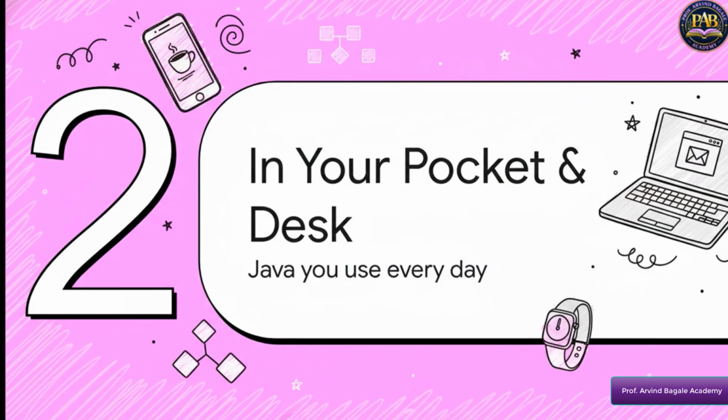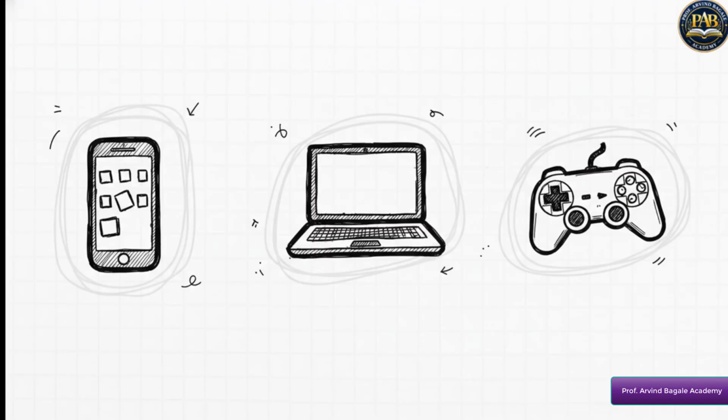Okay, so to really get a handle on this giant, we need to start somewhere familiar. Let's begin with the places you encounter it every single day. The Java that's quite literally in your pocket and sitting on your desk. We're going to look at three main areas that you might not have ever thought were connected. The apps you tap on your phone, the software you use on your computer, and yep, even some of the games you love to play.